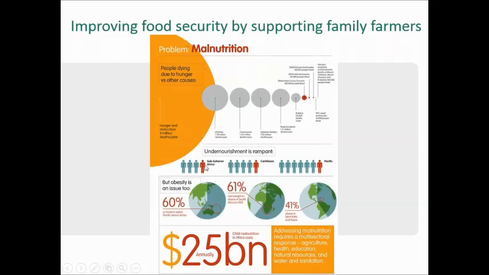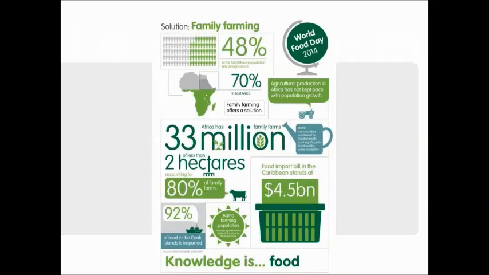You'll notice here the orange circle. It shows you how big the problem of malnutrition is, how many deaths there are per year due to hunger and malnutrition as compared to other ailments and diseases. So what we really wanted to highlight and advocate for was improving food security by supporting family farmers and eradicating the problem of malnutrition.